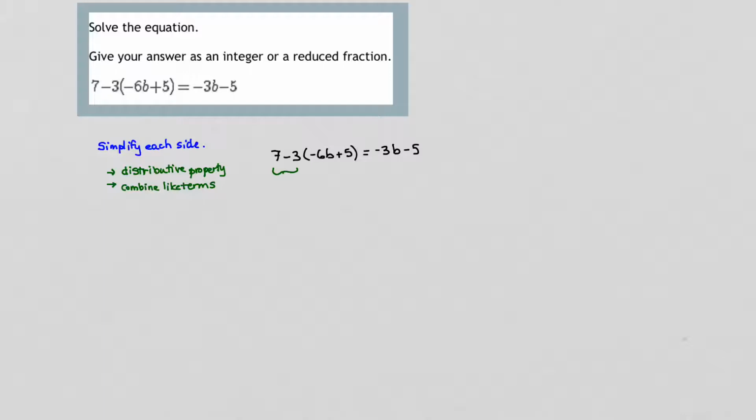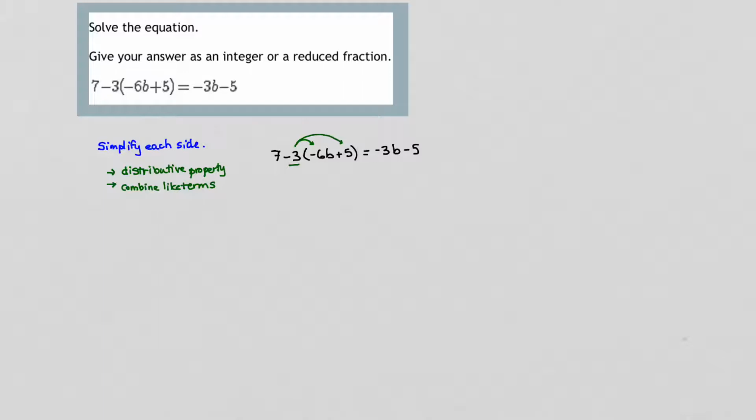So we're going to erase that. We can't do 7 minus 3. Instead, we're first going to apply the distributive property. That is, we're going to take negative 3 and we're going to distribute it through to the two terms inside the parentheses. We're going to multiply if you like.